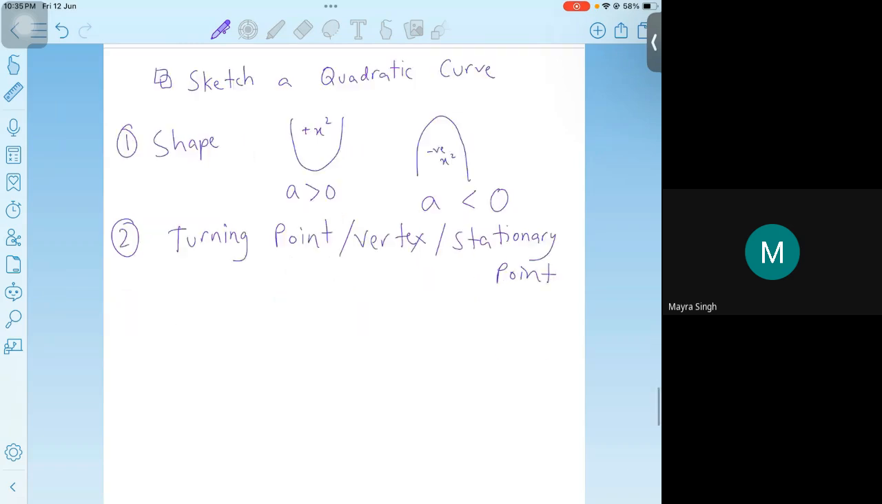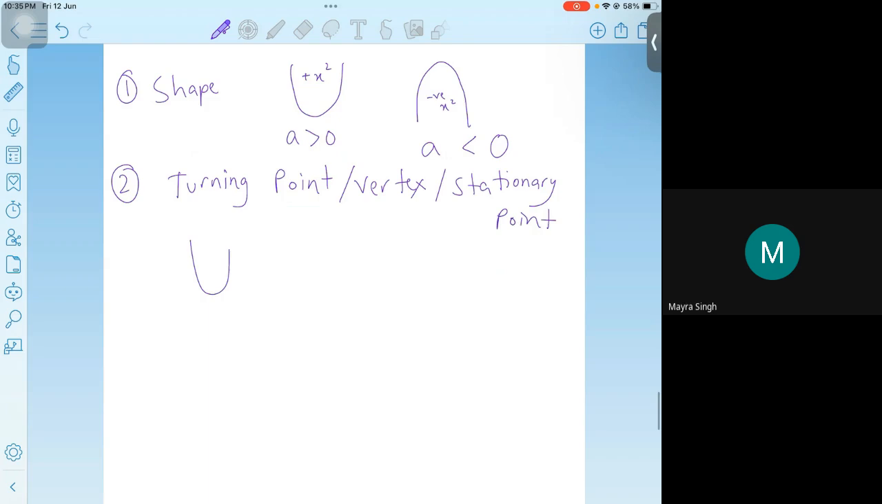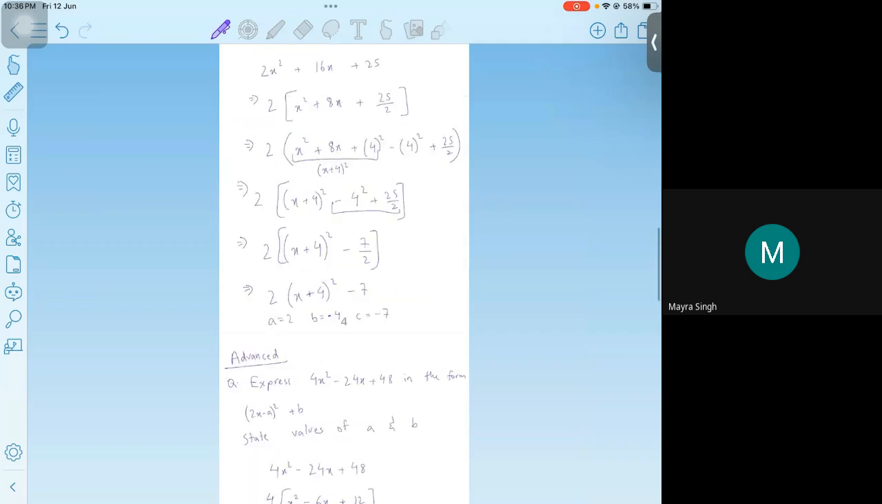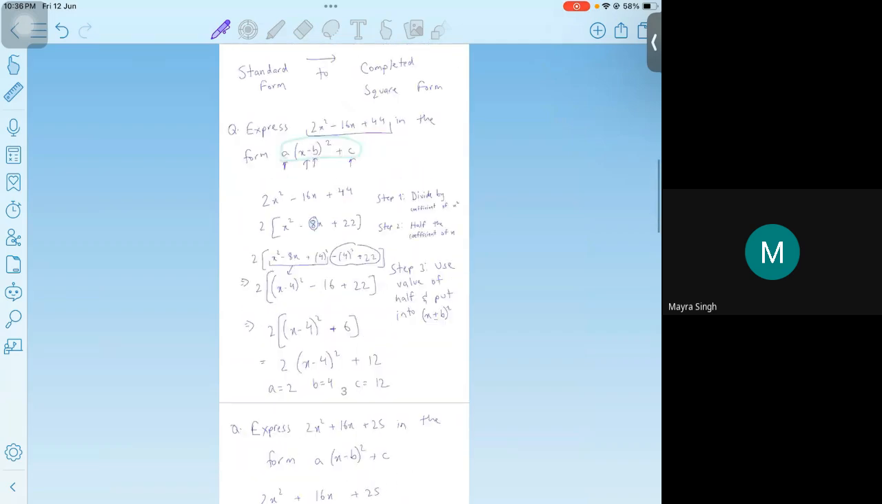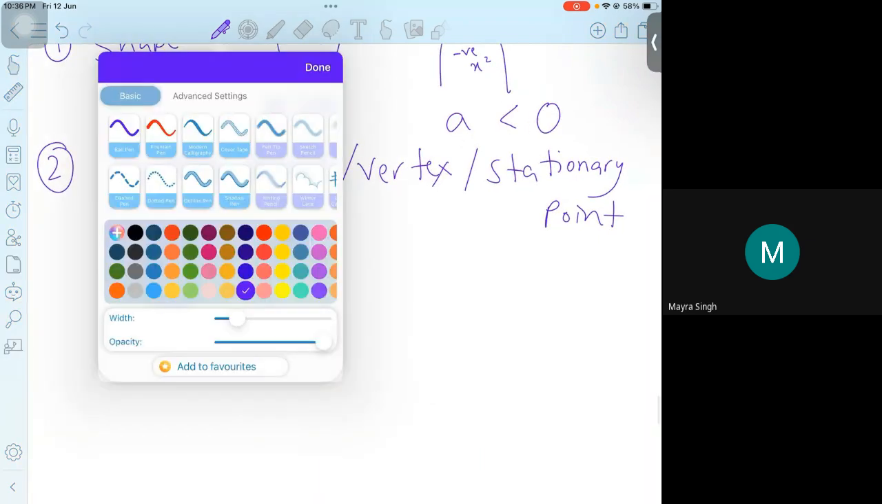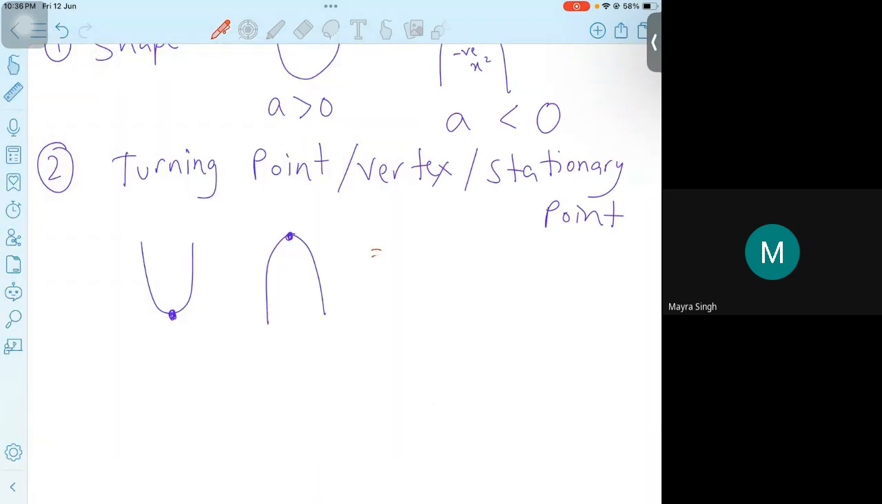For each of these, you're either referring to this point or you're referring to this point. Okay, so this is found from the completed square form. Again, you can't find this directly from the root form or from the standard form. You must use the completed square form.